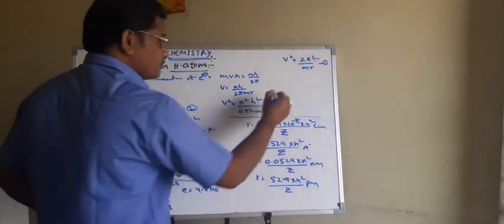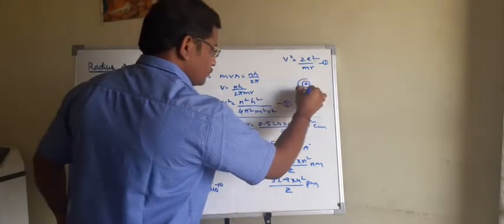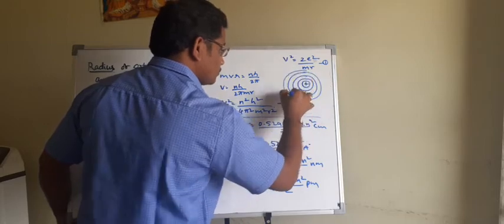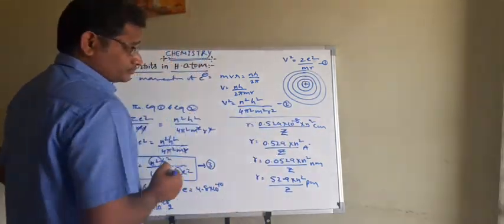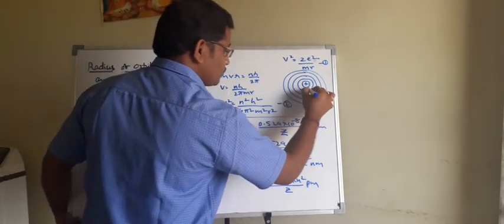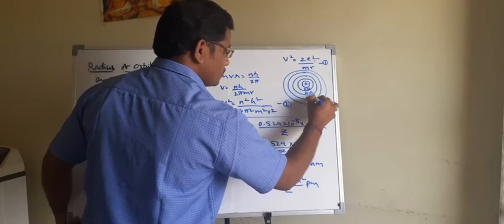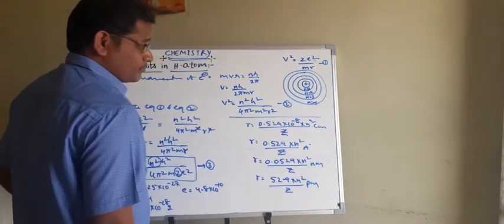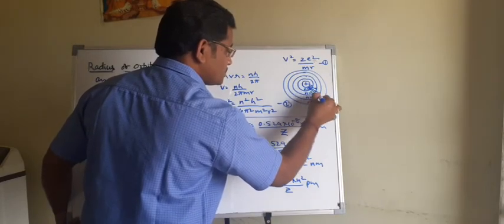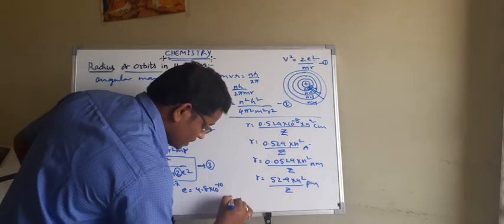Then next one, you see here. This is the atom nucleus. First orbit, second orbit, third orbit, fourth orbit. The number of orbits increases means the n value increases. Here n is equal to 1, here n is equal to 2, second orbit; n is equal to 3, third orbit; n is equal to 4, fourth orbit. As the n value increases, what happens to the radius? It increases.